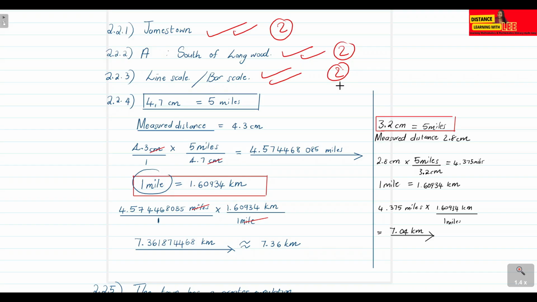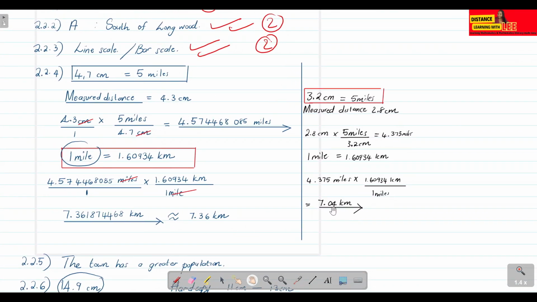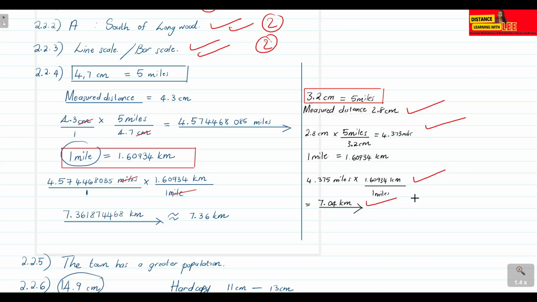Question 2.2.4, okay, you'll get 1 mark. I'm going to actually just show you how it would be marked with the actual values that you would have obtained if you were using the hard copy. You will get 1 mark for your measured distance of 2.8 centimeters. You will get 1 mark for taking the 2.8 and multiplying it by 5 and dividing it by 3.2. You'll get another mark for converting these miles into kilometers, or showing how you convert them into kilometers, and your final mark for 7.04 kilometers. So this question is out of 4.